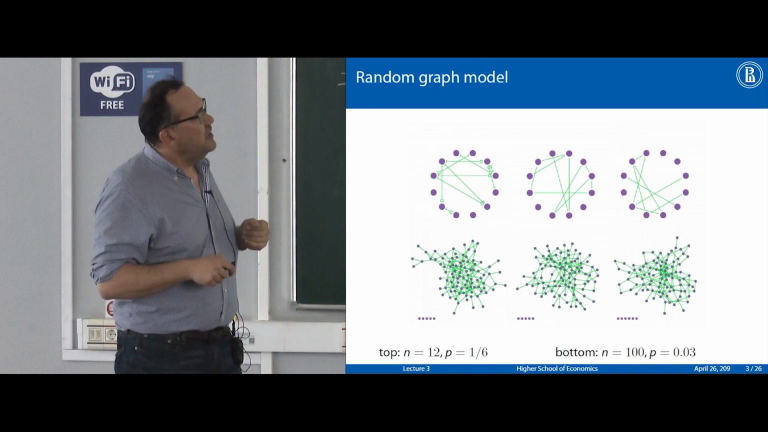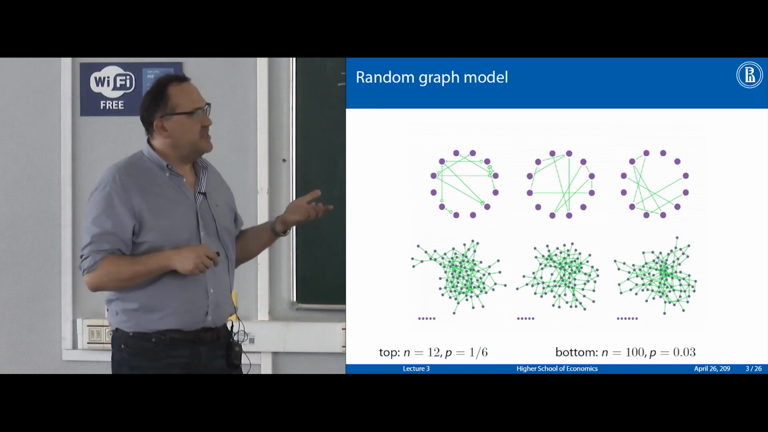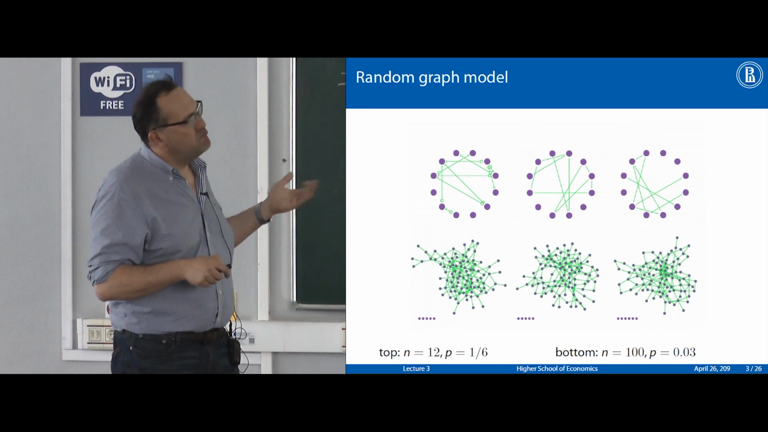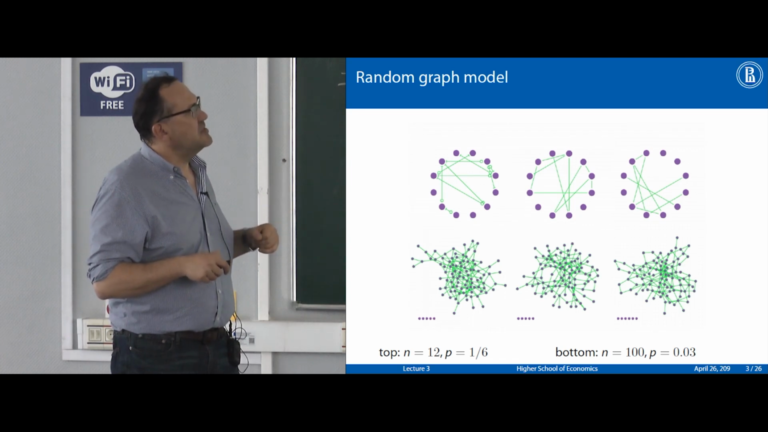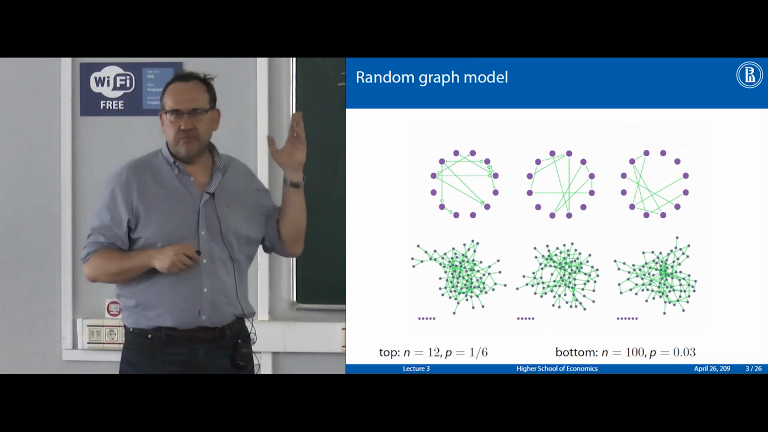So what you see here is we ran this process, the process I have described, three times. Okay? And the first time you get this graph, the second time you got this graph, the third time you got this graph. Make sense?